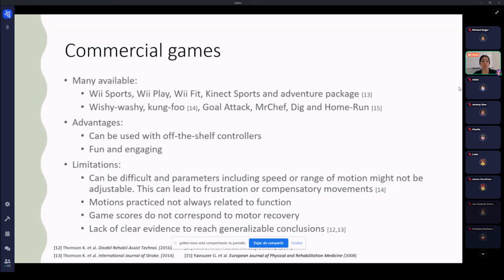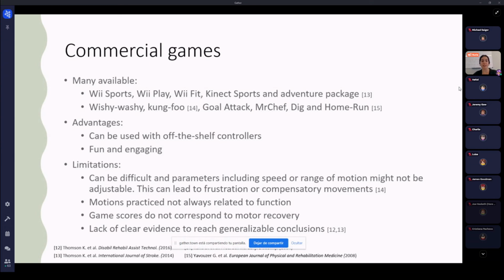Another issue is that the motions practiced are not always related to function. So as we were saying, because the end goal is to be able to perform these daily life activities, sometimes you need to train specific movements that will prepare you for that. And these games do not always offer them.